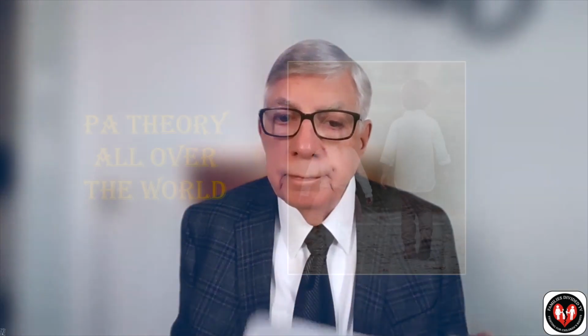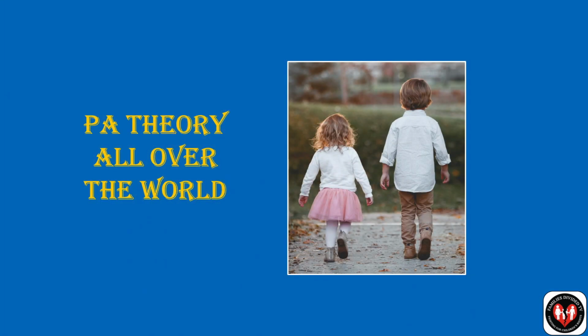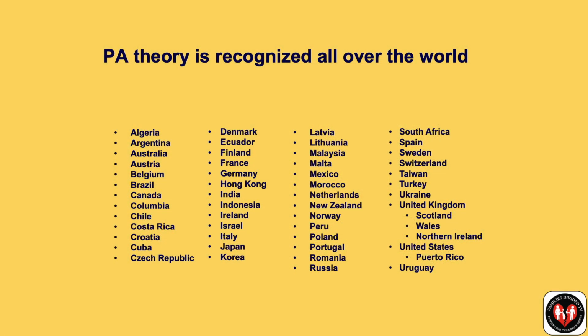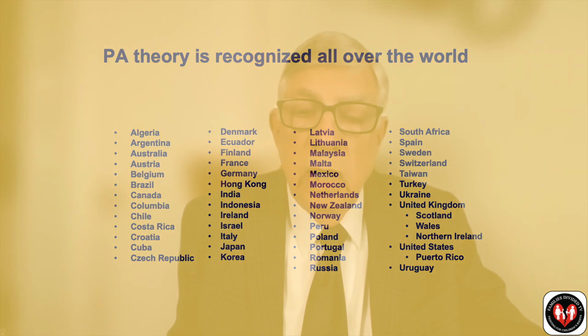So the next criterion that the APA wants to talk about is clinical utility. And we discuss that by showing that parental alienation theory has been recognized and addressed all over the world. And you can see in the next slide, these countries. Over the last few years, we've collected references from about 50 countries in which parental alienation has been discussed.